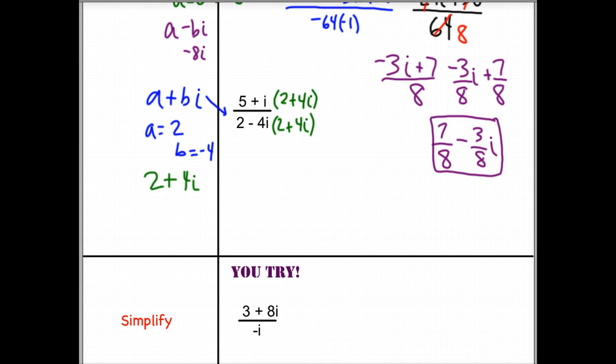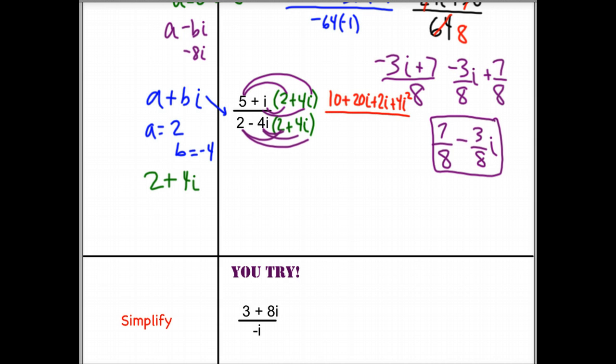And then our next step would be to distribute. So we're actually going to FOIL this one first. First, outside, inside, last. So we have 5 times 2 is 10. Outside, 5 times 4i is 20i. Inside we have i times 2 is 2i. And then we have i times 4i, which is 4i squared.